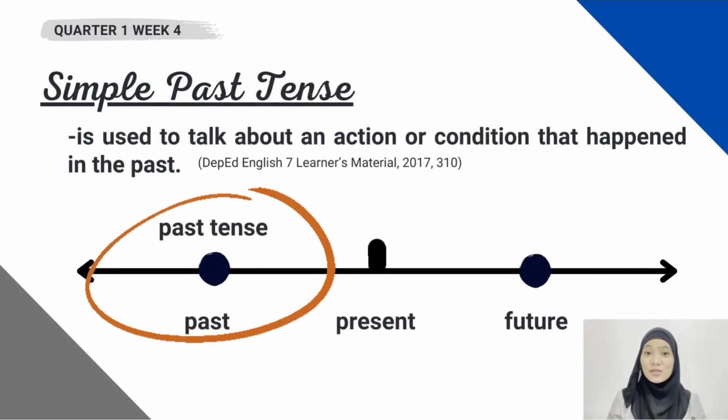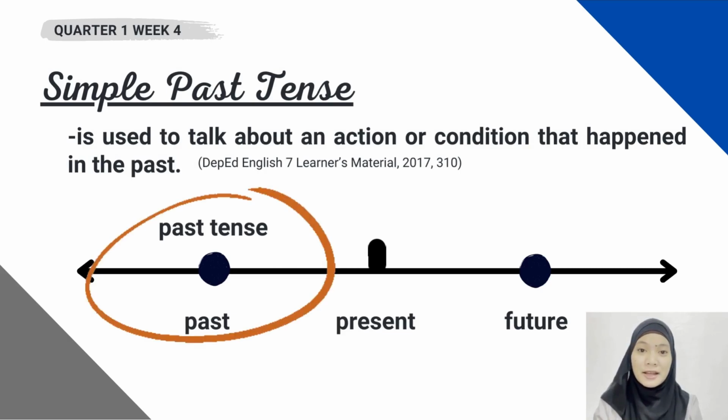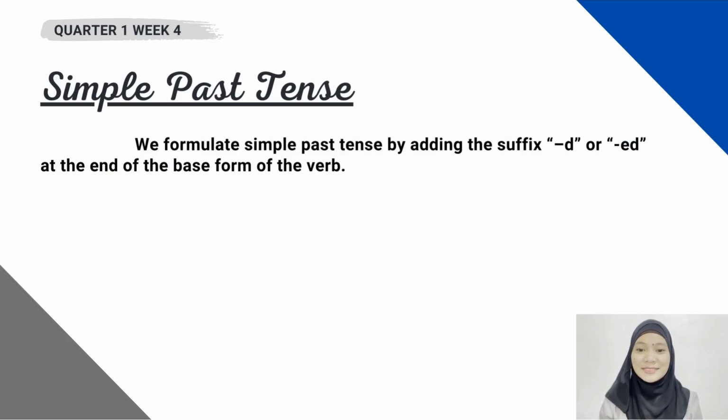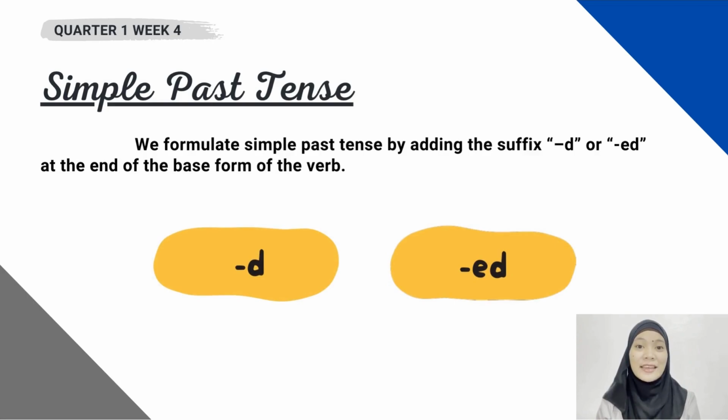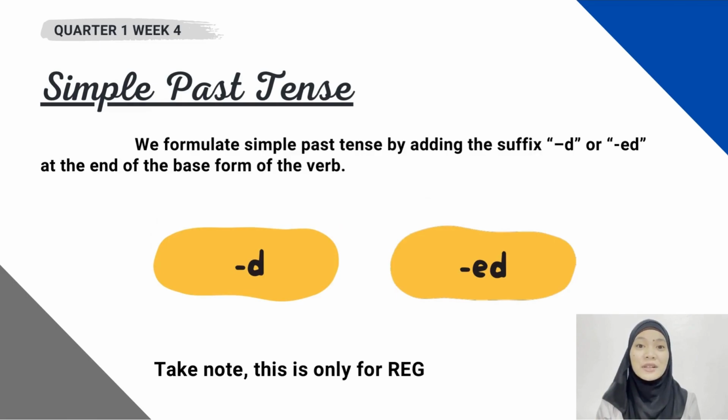Simple past tense is used to talk about an action or condition that happened in the past. It means that it is now finished, or a series of actions or conditions in the past. As you can see in the timeline, we have the past, the present, and the future. Past are the things or the actions or conditions that already happened or finished. We formulate simple past tense by adding "d" or "ed" at the end of each word. But take note, this is only for regular verbs.